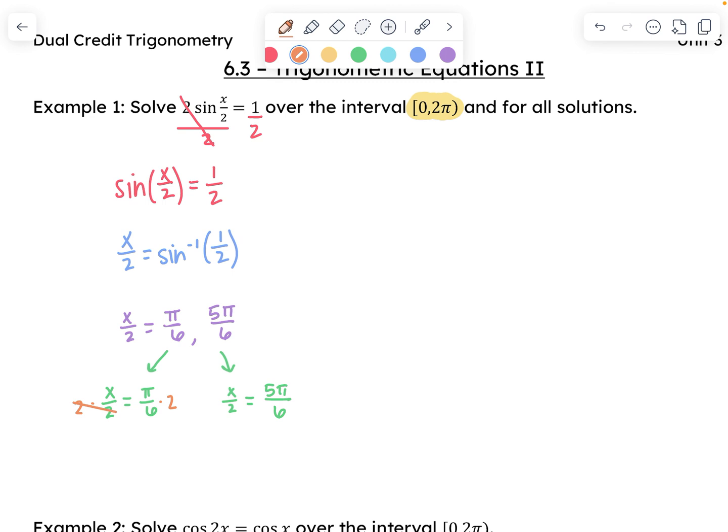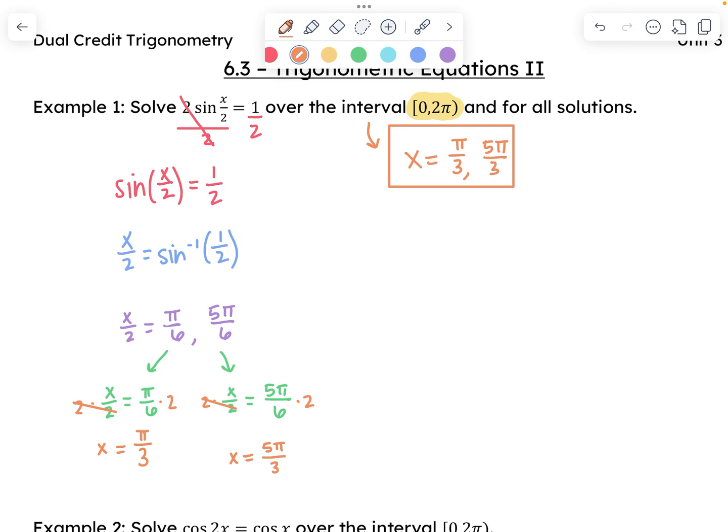So that gets x by itself, and pi over 6 times 2 would be 2 pi over 6, or pi over 3. Over here, when I multiply both sides by 2, same thing cancels, and I get x is equal to 5 pi over 6 times 2, or 10 pi over 6, which is going to simplify down to 5 pi over 3. So if I'm solving it just over my interval, I would say that x is equal to pi over 3 and 5 pi over 3. So that's just for my interval.